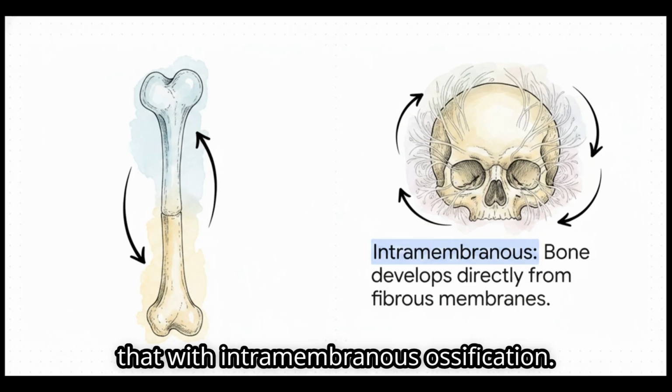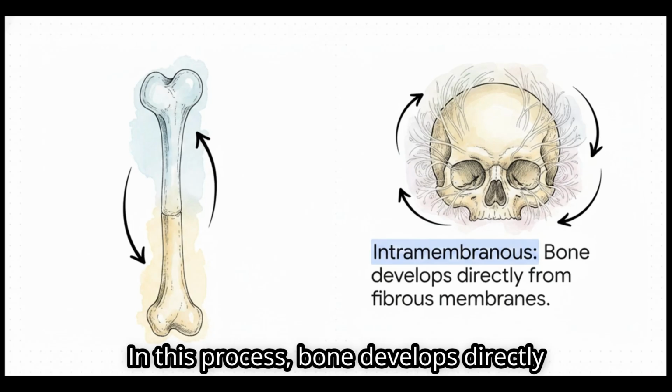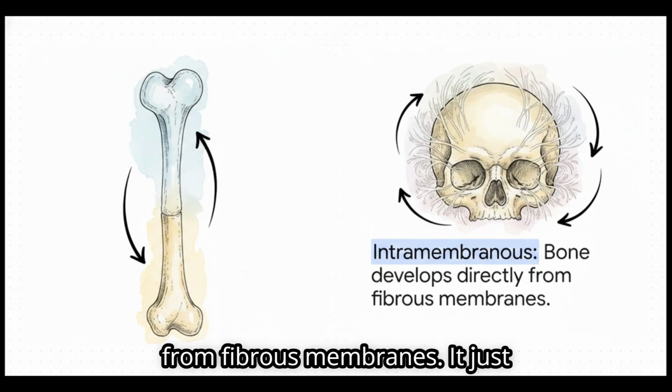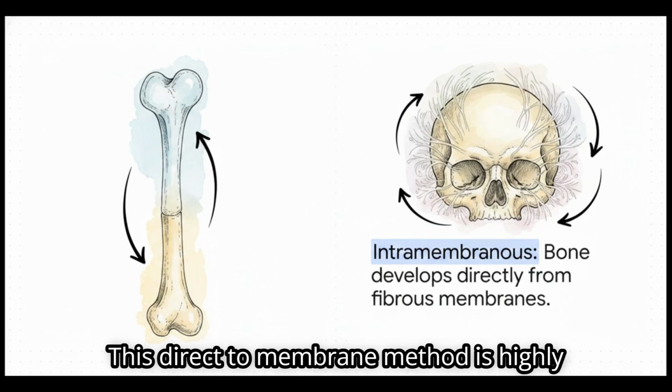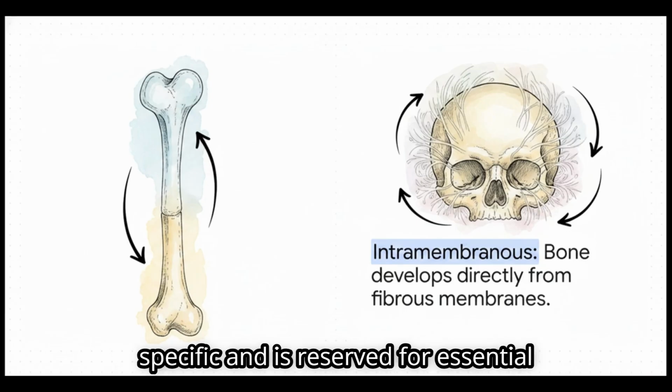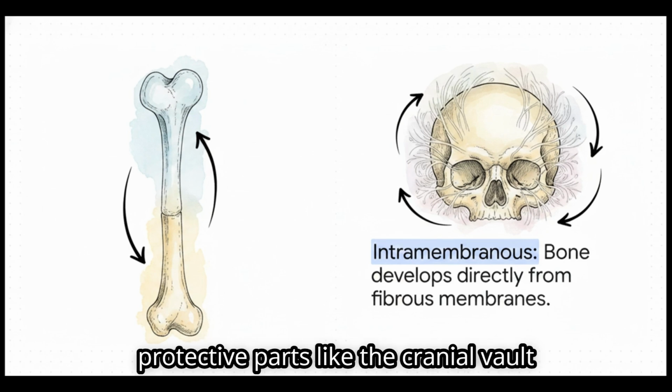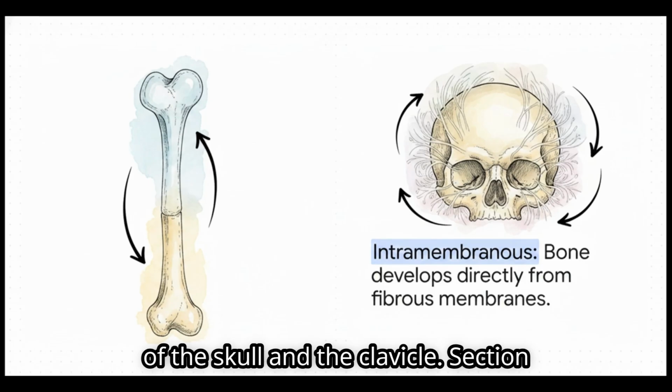But contrast that with intramembranous ossification. In this process, bone develops directly from fibrous membranes. It just completely skips the cartilage stage. This direct-to-membrane method is highly specific and is reserved for essential protective parts like the cranial vault of the skull and the clavicle.